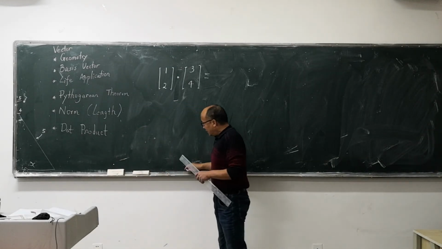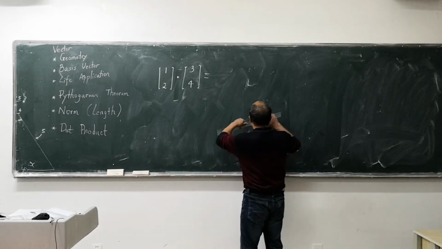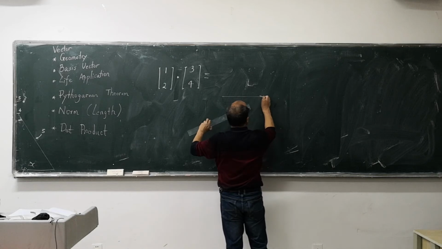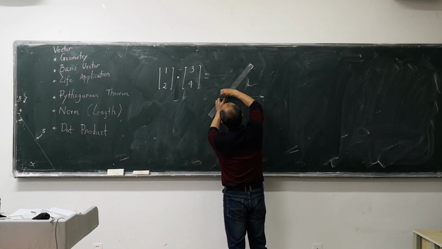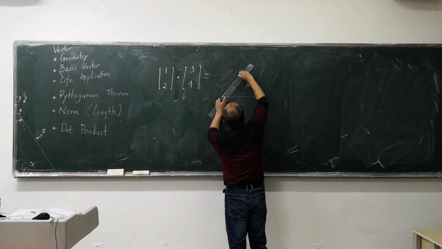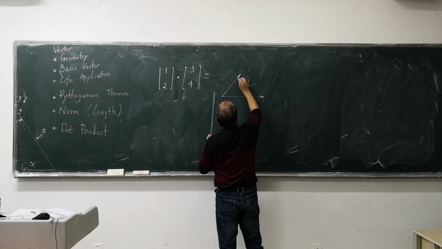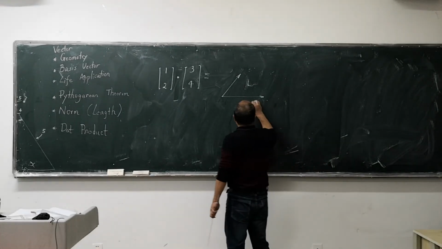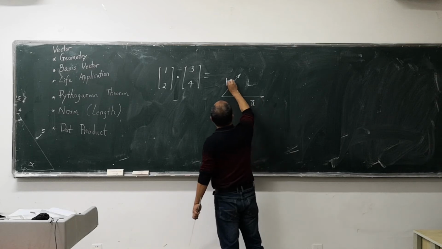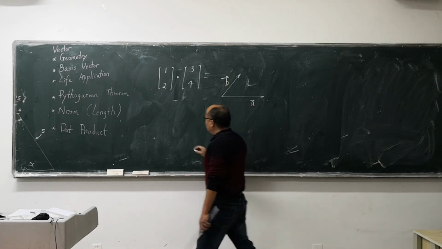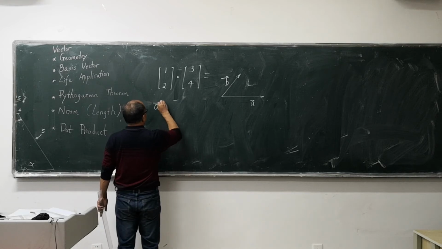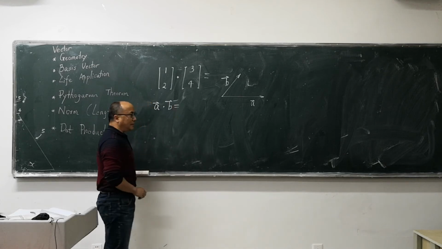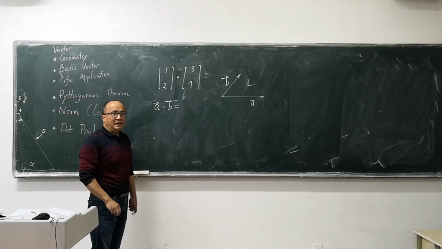So what is a dot product? Let's say here is the vector A and this is the vector B. Right now it's two-dimensional, a flat plane. This is the vector A, and this is the vector B. Vector A and vector B dot. What's the meaning of that?